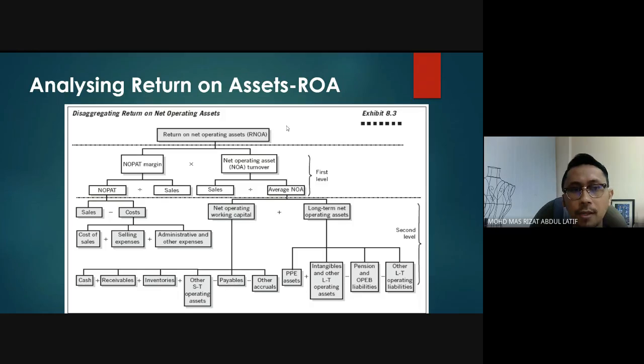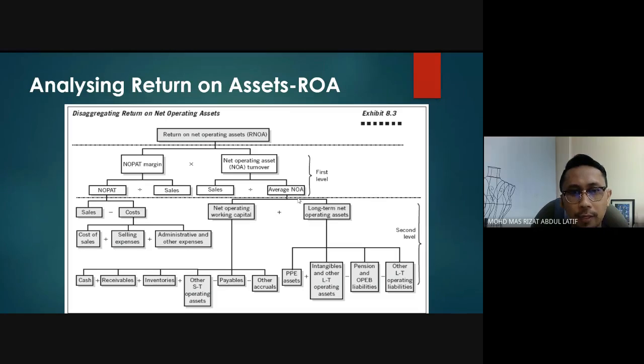Sama. And in fact, you have another level of disaggregation that we call the second level disaggregation. Tapi kita tak adalah sampai ke sini. Our syllabus only covers first level disaggregation sahaja. We can go through the second level also, but it consumes more time. You boleh nampak kat sini, for your own knowledge, how they disaggregate the first level into the second level. So dia pecahkan lagi. How can you calculate NOPAT? Sales tolak cost. Macam mana nak calculate cost? Cost of sales plus selling plus admin expenses.